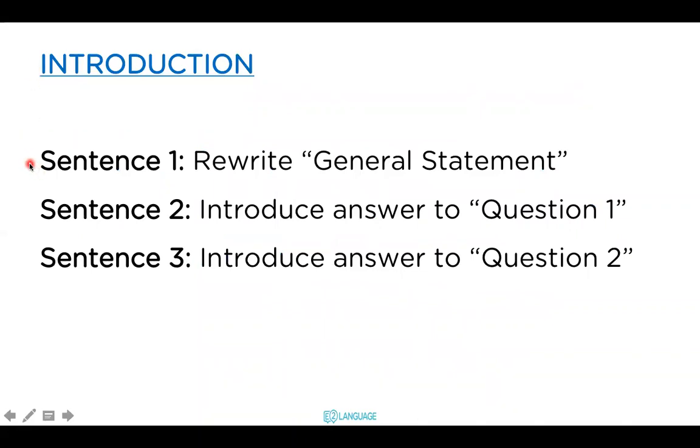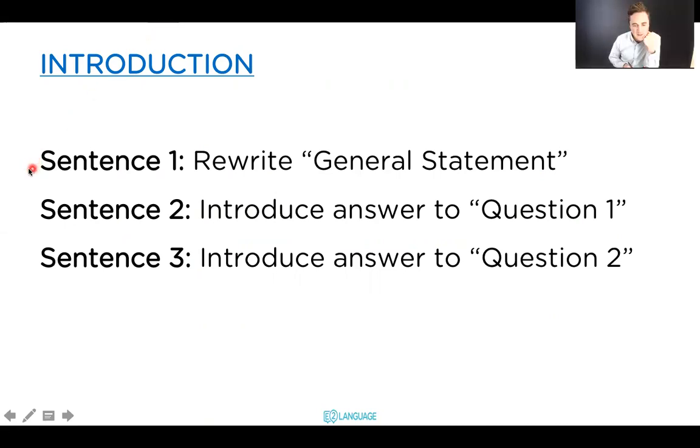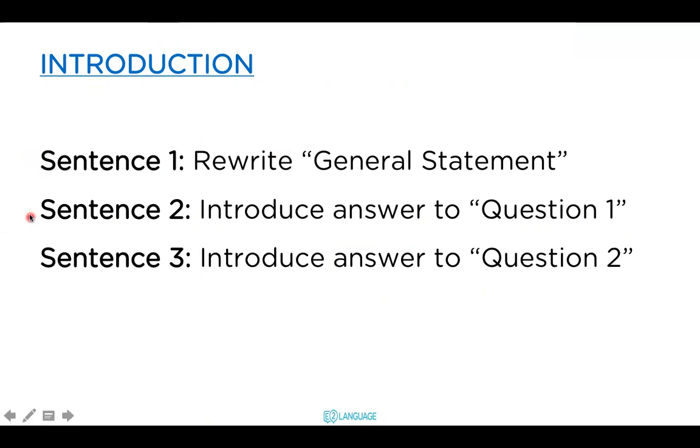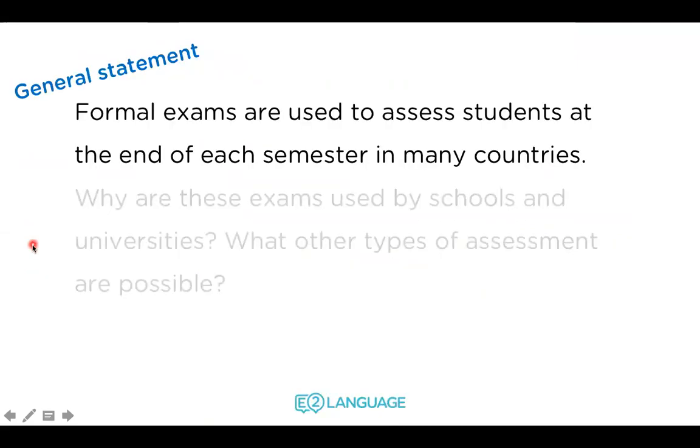Sentence 1, you rewrite that general statement. Remember how our question had 3 parts? The general statement, question 1, question 2. All you're really doing for your introduction is rewriting each of those sentences. That becomes your introduction. So sentence 1, you rewrite the general statement. Sentence 2 of your introduction, you introduce an answer to question 1. Sentence 3, you introduce an answer to question 2.